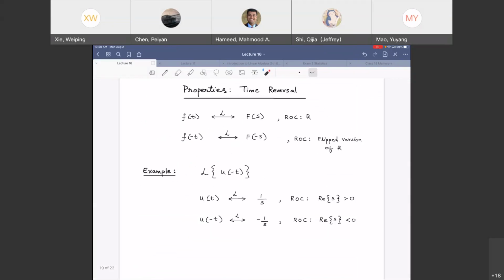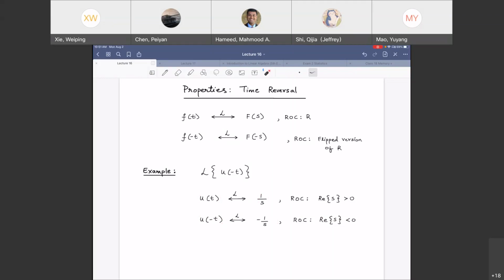All of these properties are summarized on the Laplace and Z transform tables that you can find in the resources on Piazza. All right, so let's see an example about that. Let's try to find the Laplace transform of u of minus t. u of t is 1 over s, region of convergence sigma greater than 0. u of minus t is minus 1 over s because of this property, and sigma is less than 0 here. So the region of convergence in the s-plane has flipped about the vertical axis, which is the j omega axis. Questions here?